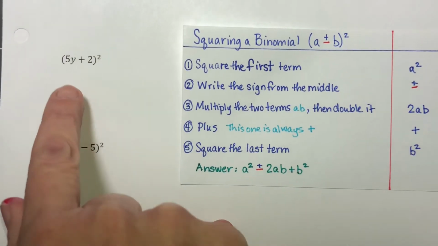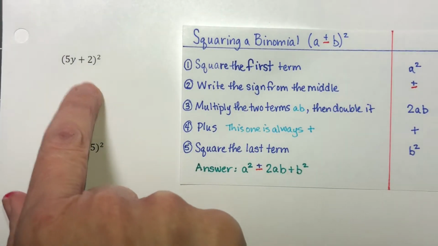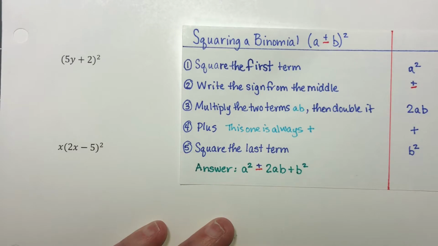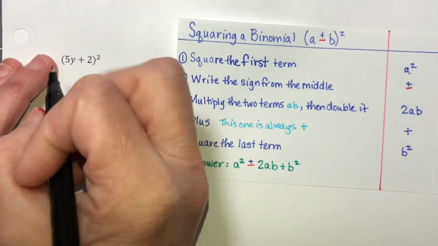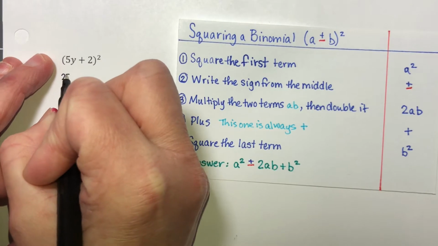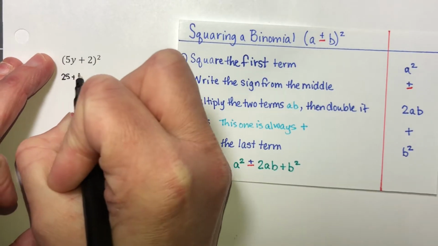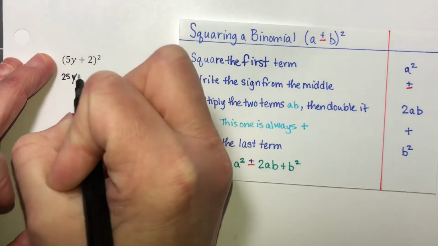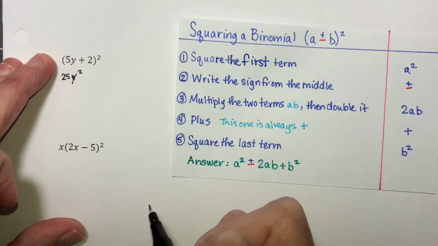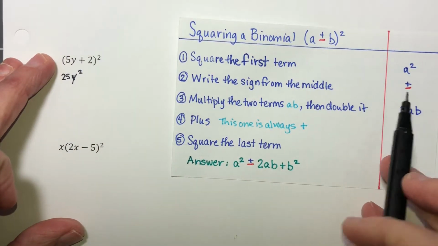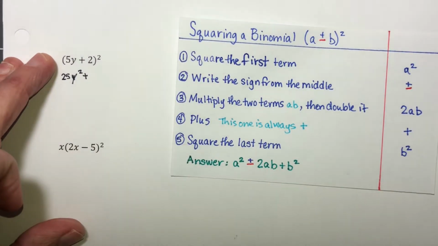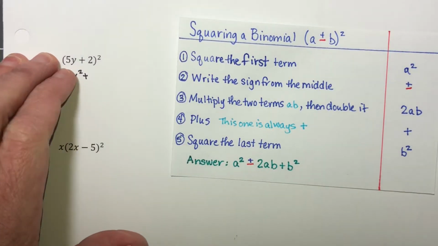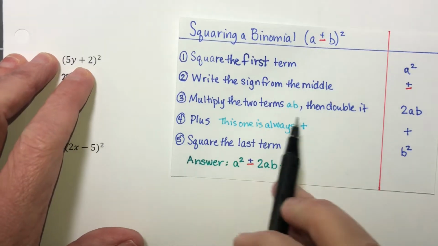Okay? So 5y plus 2. The first thing we do is we square the first term. If I square 5y, 5 squared is 25, y squared. Write down the middle term. That's a plus, so this is a plus. Okay. Now multiply these two things together.